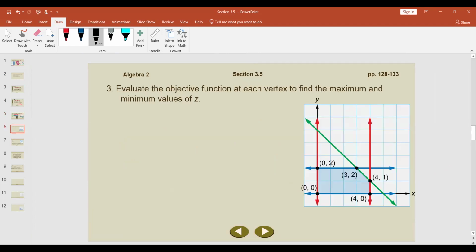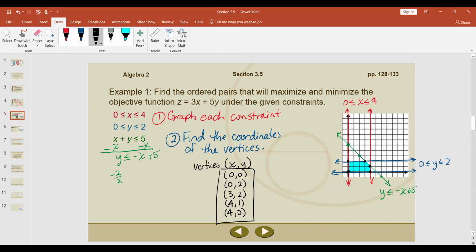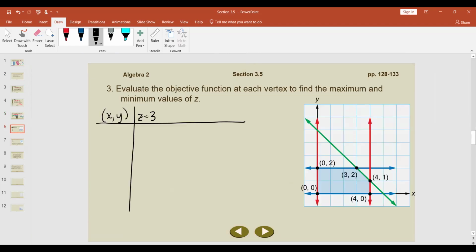3, 2, 4, 1, 4, 0. Okay, so let's go ahead. We have our x and y. We have our ordered pairs. And what we're doing is we're plugging them into z, which z equaled, let's go back here, 3x plus 5y. And then that's going to give us some solution for z. Okay, so my first ordered pair was the origin, 0, 0.